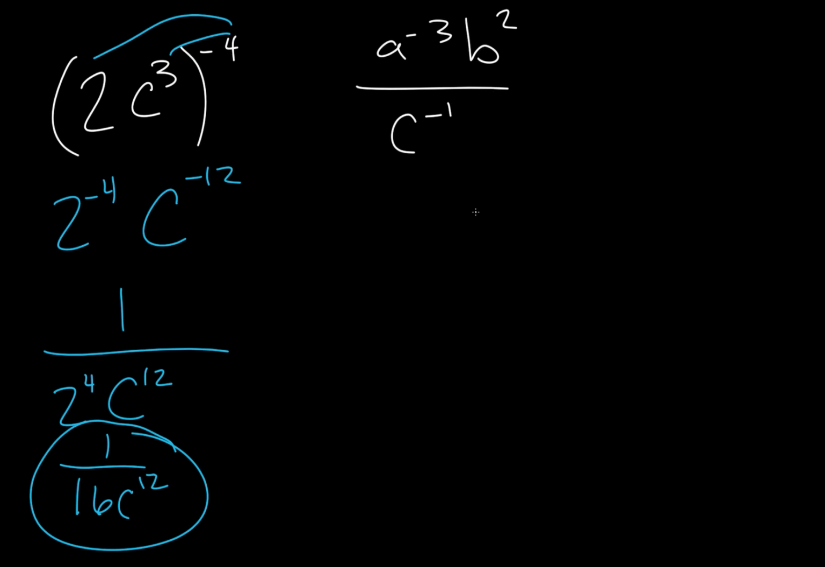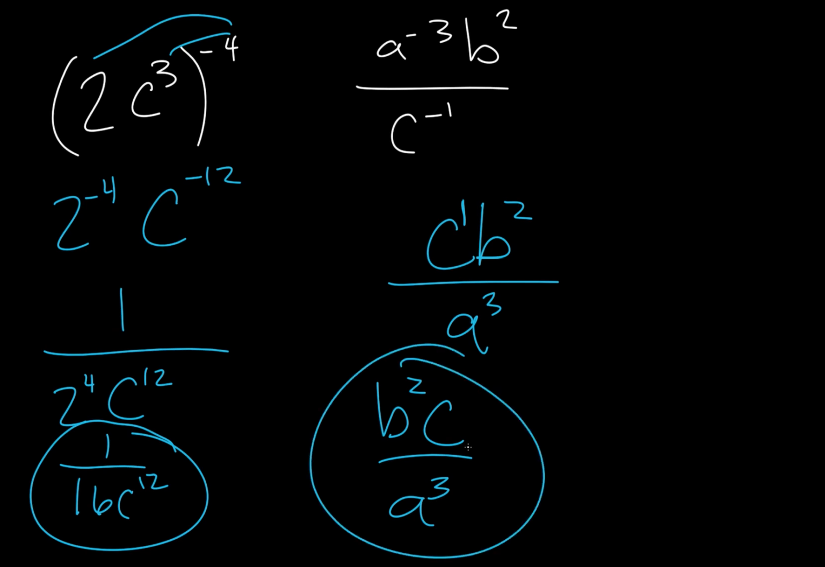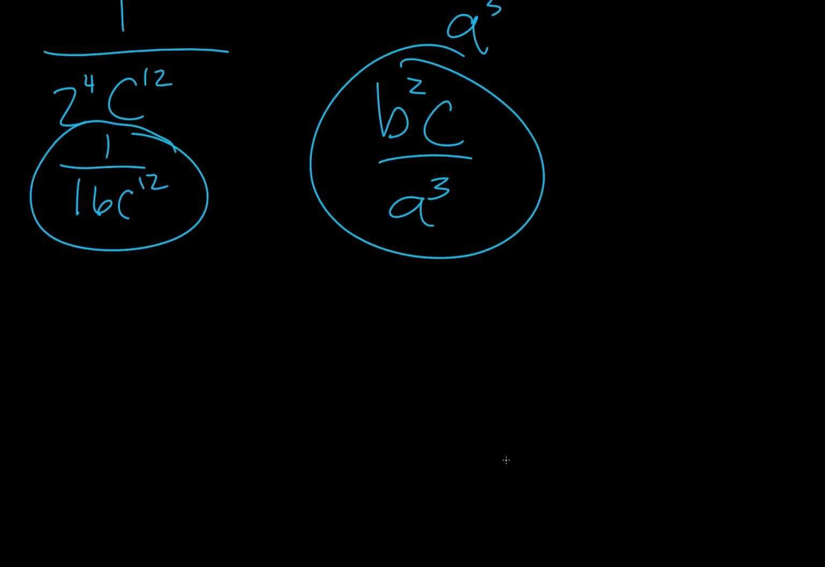This one, since the b is positive, has a positive 2 exponent, we keep it on top, but this one's negative, so we need to move the c to the top. This one's negative, so we move the a to the bottom. There's a 1 right there. The 1 is redundant though, so we're just going to write it as b squared c over a cubed. And let's move on to the next one.